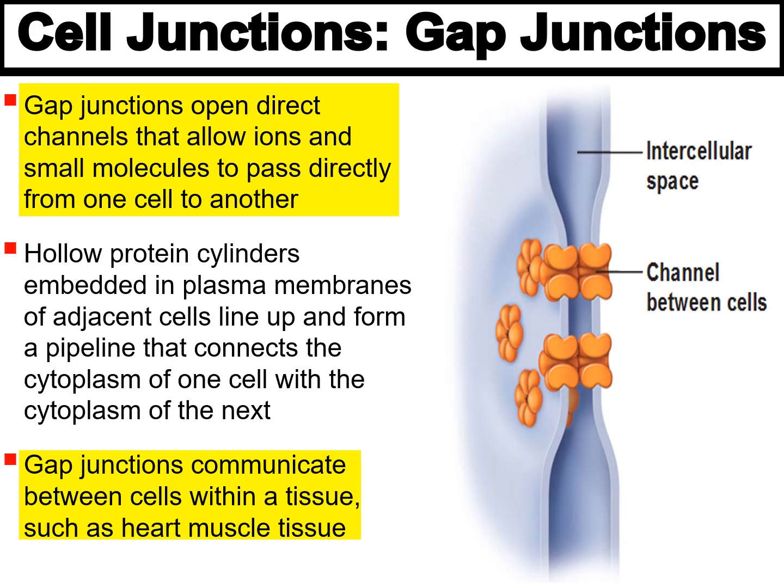Gap junctions are a type of cell junction, in which adjacent cells are connected through protein channels. These channels connect the cytoplasm of each cell, and allow molecules and ions to pass between them.